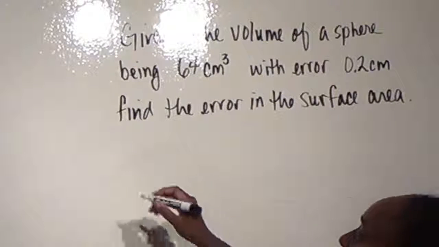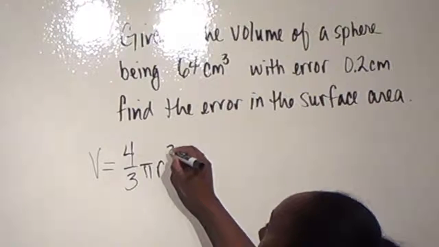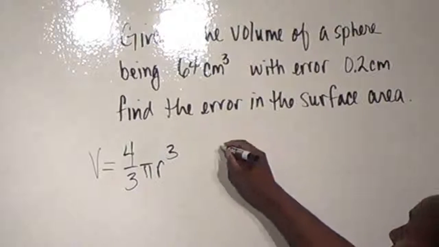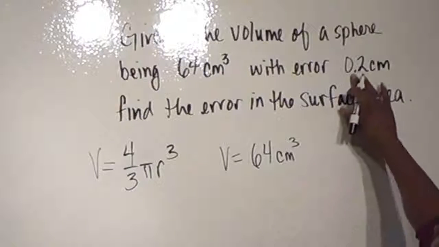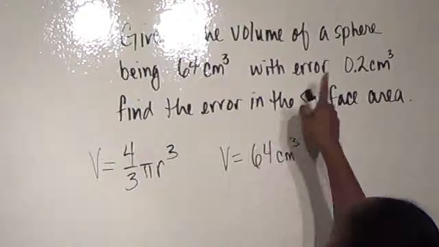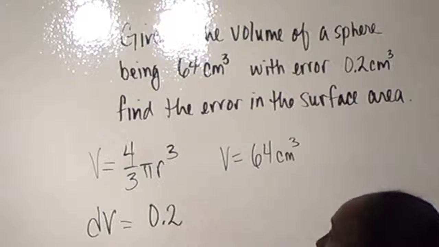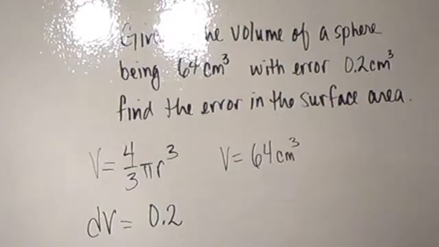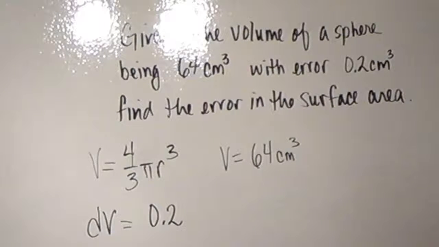So given the volume of the sphere, volume we know is 4/3 pi r cubed, and we know that this volume is going to be 64 cubic centimeters. They tell us the error in the volume, which should be cubed. The error in the volume, meaning dV, is 0.2. From just these three little pieces of information, we can figure out the error in the radius and the error in the surface area.